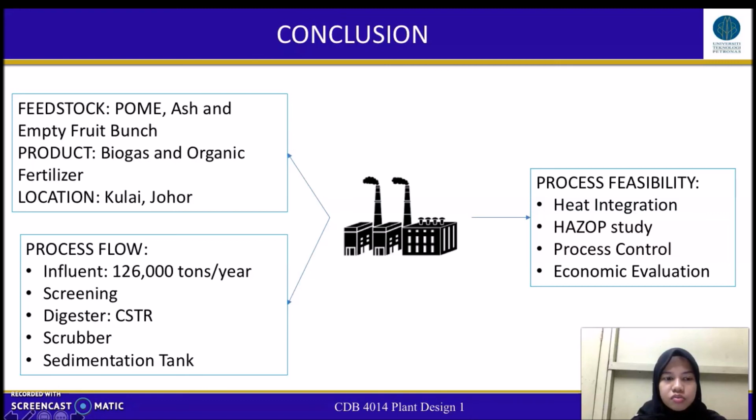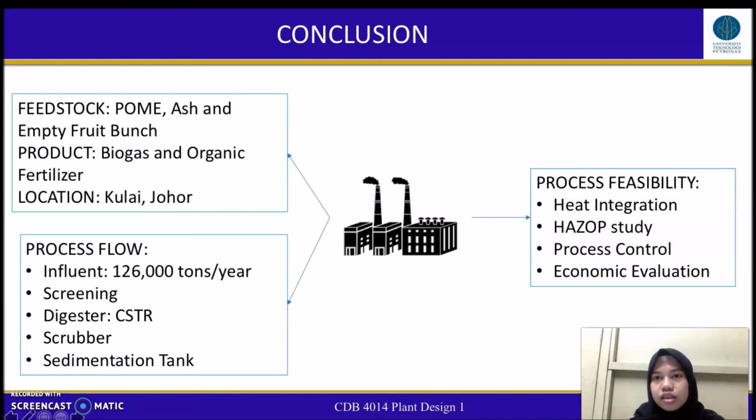And the POME undergoes 4 main processes. The first one is screening, where it is a pre-treatment process to remove oil and grease. Second one is anaerobic digestion, where we use a continuous stirred tank reactor for reactions to happen. The third one is the scrubber, where hydrogen sulfide is removed. And the fourth one is the sedimentation tank, where it is used to separate water and the remaining digestate for organic fertilizer. In terms of plant feasibility, there are several studies being conducted.